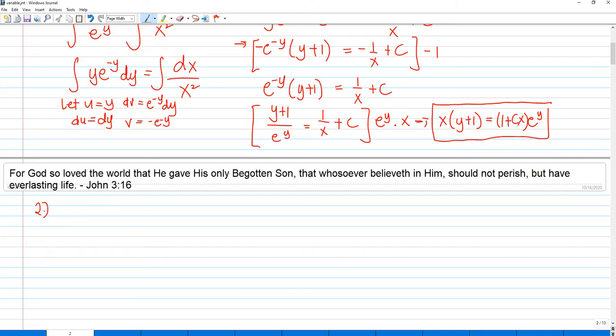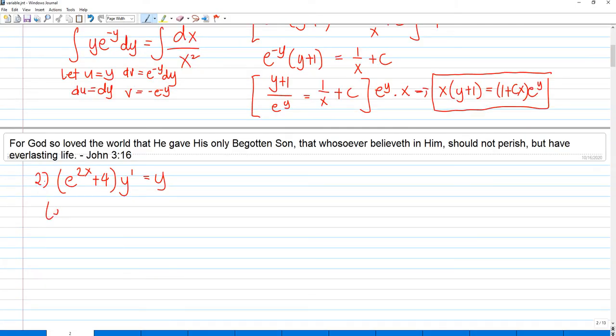For number 2, we have the quantity e raised to 2x plus 4, y prime equals y. So the very first step again we're going to do is to rearrange this. Okay, isolate dy and dx. So we have e raised to 2x plus 4, we have dy here and we have y dx on the other side.